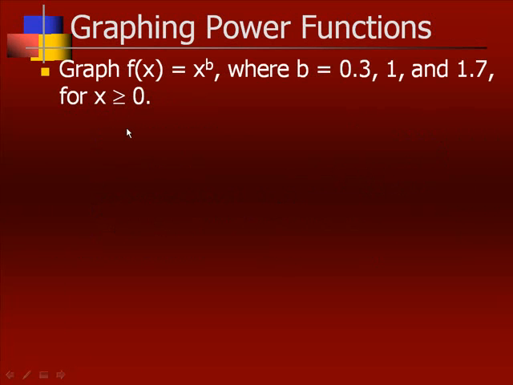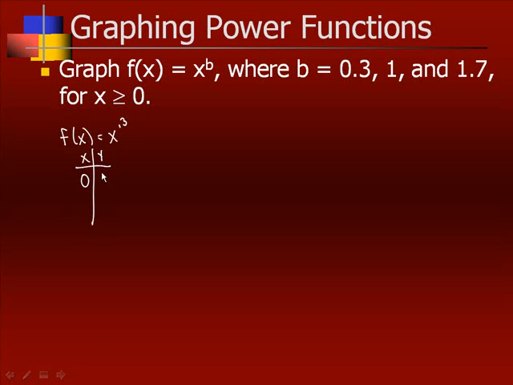All right, now let's look at graphing power functions. Graph f of x equals x to the b, where b is 0.3, 1, and 1.7, for x is greater than or equal to 0. Now remember, our power functions, if it's an even, it's a parabola shape. If it was an odd, it was the S-shaped thing. But what about if b is a fraction or a decimal? Well, if f of x is equal to x to the 0.3, let's pick a couple of points.